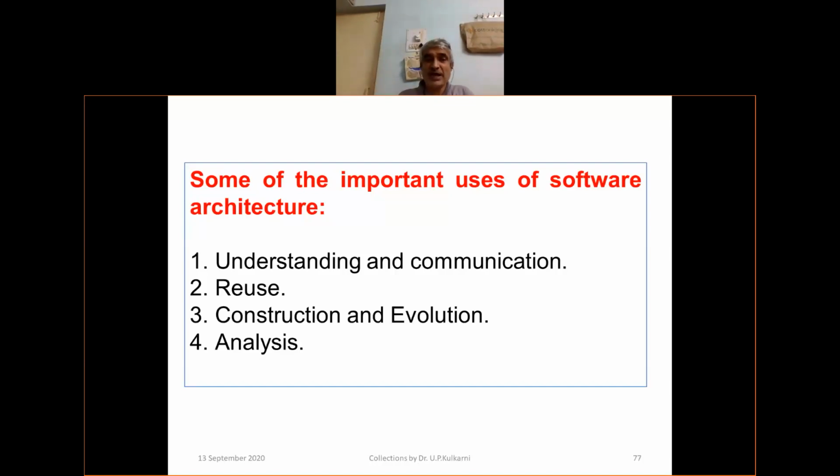What's the use of an architecture? The architecture helps to understand better. You can communicate with your team members better, including the clients also. It can be reused and all. It helps in analyzing the whole system better. What's the use of software architecture? Explain with an example.